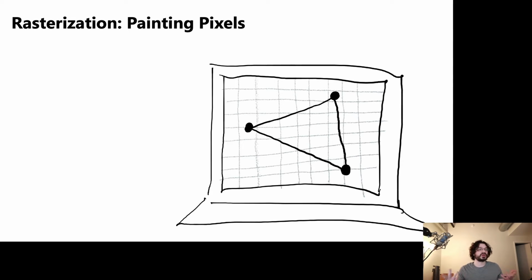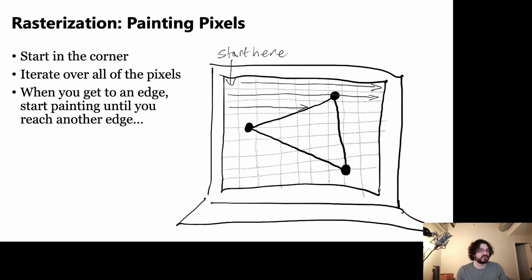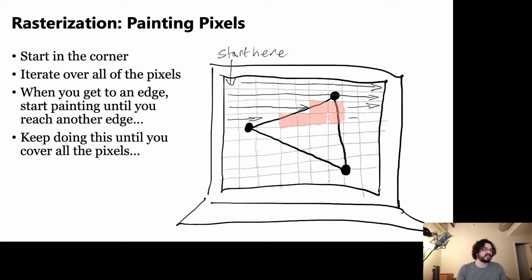So how does rasterization turn triangles into pixels? Well, Steve has a more in-depth video about this, but the basic idea is that you start in the corner of the screen, then you iterate over the pixels row by row, and every time you reach an edge, you start painting pixels until you reach another edge. And then you keep doing this process until you've painted the entire scene.